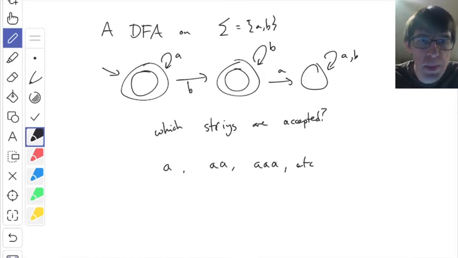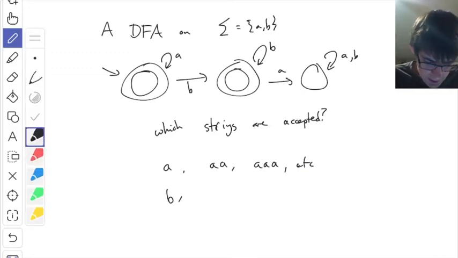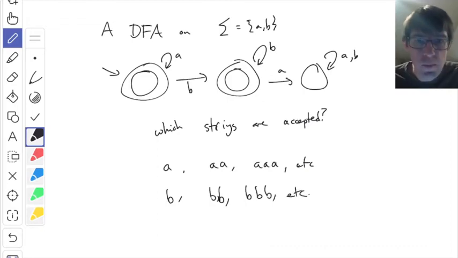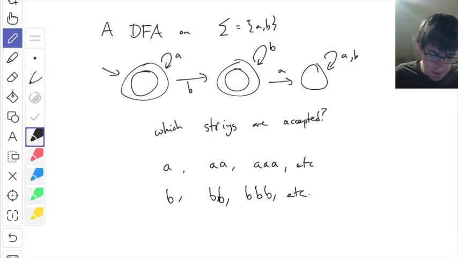B. B? Yes. Because when I start here, I do B, and I end here, and that is accepted. What else? BB. Yeah, so you can also do any power of B, etc. Anything else? What did you say? AB? Yeah, AB is also accepted because you start here, you do A, and then B. So that is also accepted.